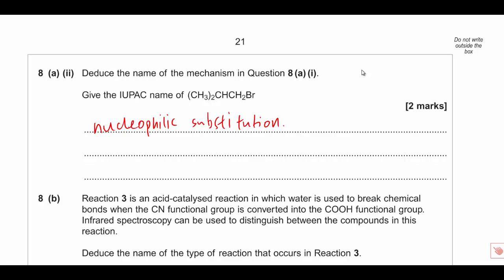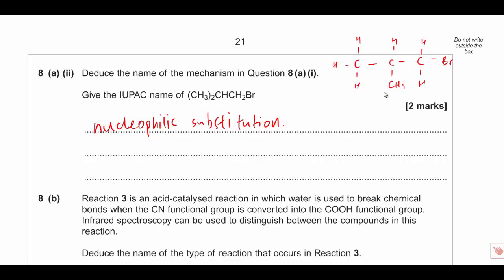Give the IUPAC name of CH3 CH2 CH2 Br. God, let's draw this out. Don't be confused here because they're sneaky little toe rags, our old AQA. That CH3, CH2 looks like this in reality. Don't start thinking there's a CH, CH2, Br. So CH3, CH, CH3, CH2, Br.